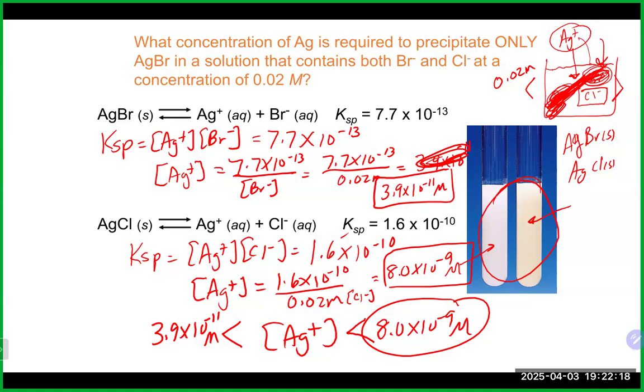Any questions on that there? So that is, again, sort of what happens in qualitative analysis. Usually when you do those type of experiments, all those ions that are floating around that you're trying to precipitate out, it's actually usually in a concentration somewhere around 0.1 molar. And you have the right sort of concentration of your precipitating reagents to precipitate it out. Any questions on using KSP to selectively precipitate out something?